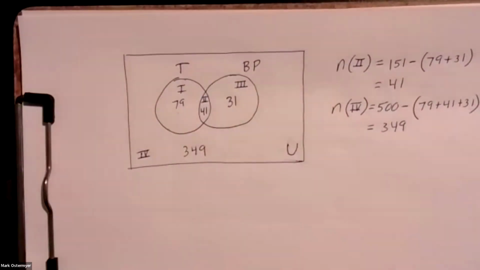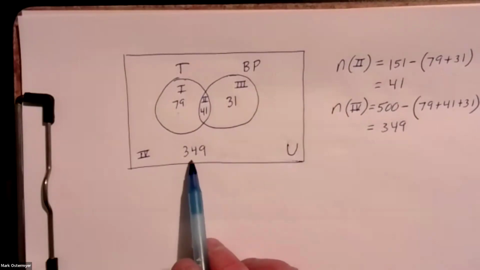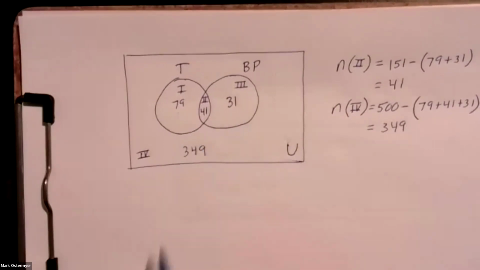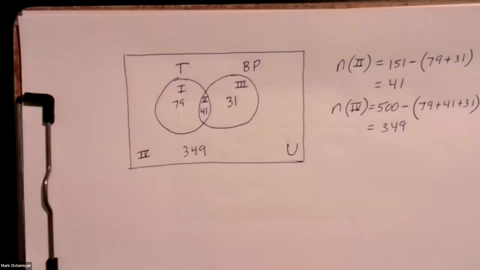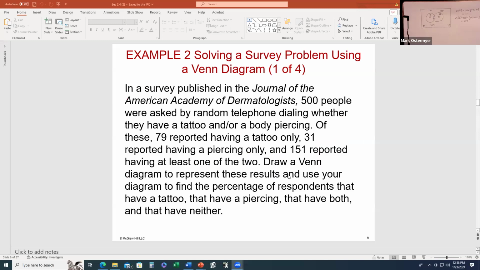So 349 of the 500 people surveyed have neither a tattoo nor a body piercing, correct? Now we can answer a bunch of questions, since we have properly populated the regions with their cardinalities. The question being asked here is to find the percentage of respondents that have a tattoo. Not the number of respondents, but the percentage, or the proportion, of respondents that have a tattoo.